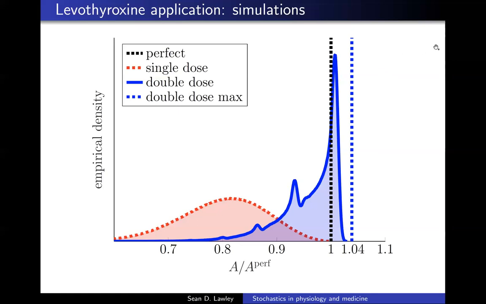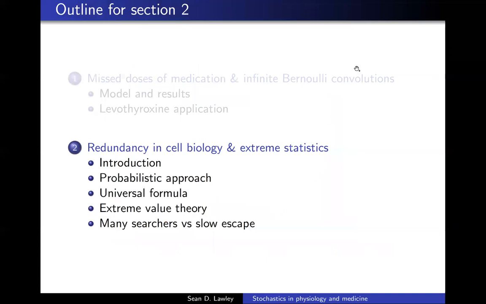So maybe I'll go to the next topic, and I'm happy to revisit any questions about this first application at the end. Okay, the second one is very different. Please forgive me, but you have to change gears quite a bit here. The application is different and the math is very different. We're calling this redundancy in cell biology and extreme statistics.